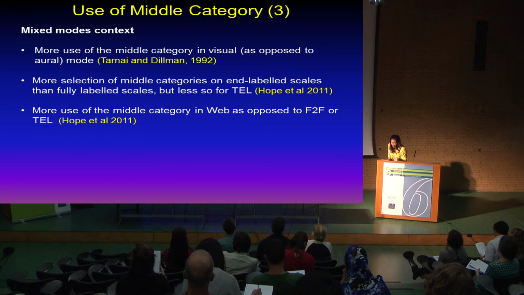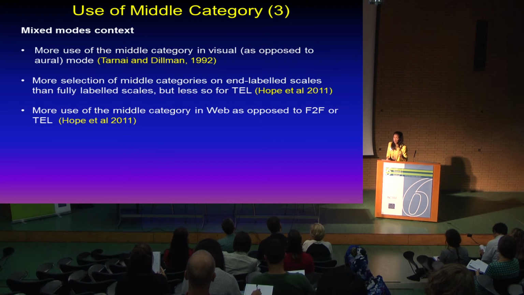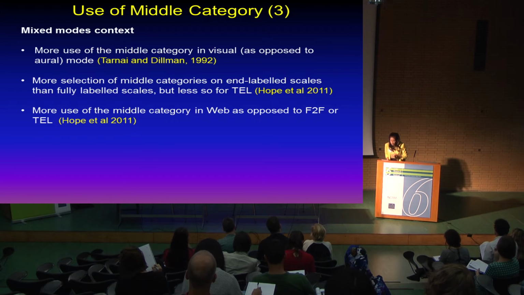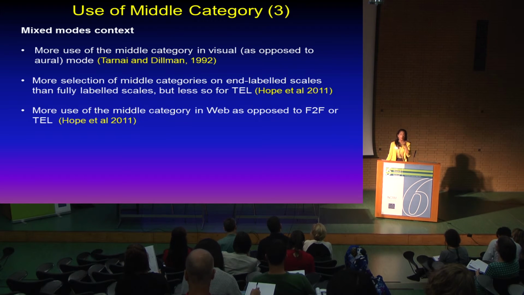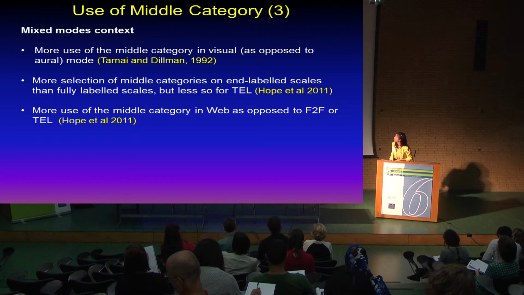It suggests that respondents have a difficult time finding a middle category on an oral end labeled scale. So it's not so much that the visual makes it stick out, it's the fact that oral makes it difficult to find. So in general, there's more use of a middle category in web, as we already saw in that study there. So again, lots of differences just with middle category usage.